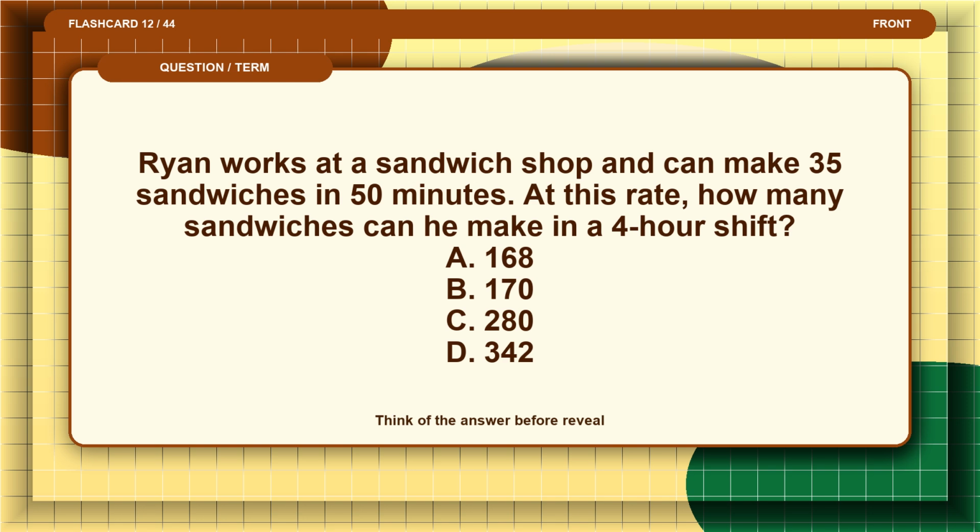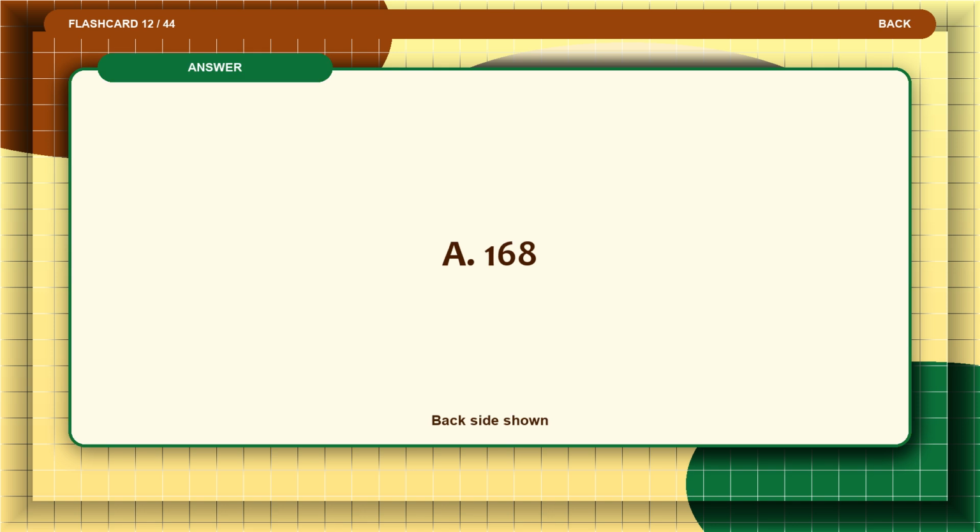Flashcard 12. Ryan works at a sandwich shop and can make 35 sandwiches in 50 minutes. At this rate, how many sandwiches can he make in a 4-hour shift? A. 168, B. 170, C. 280, D. 302. Think of the answer before the reveal. The answer is A. 168.